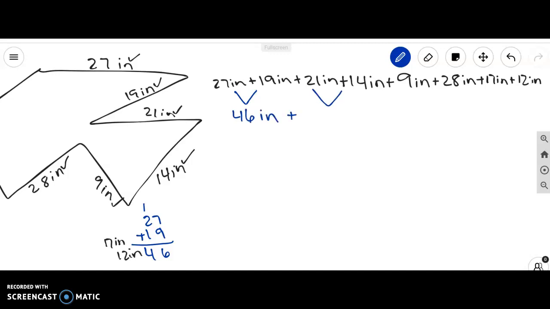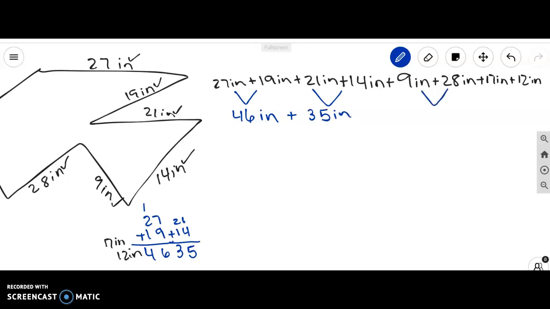Then we have 21 plus 14. You can also do it down here. We can do it small so we can add them all in. 1 plus 4 is 5. 2 plus 1 is 3. So we have 35 inches.